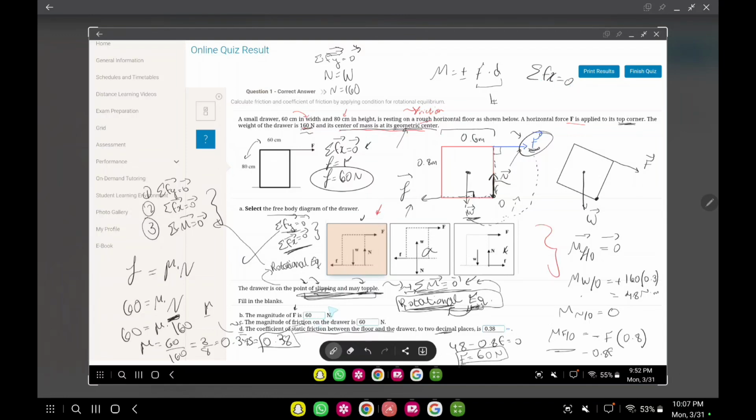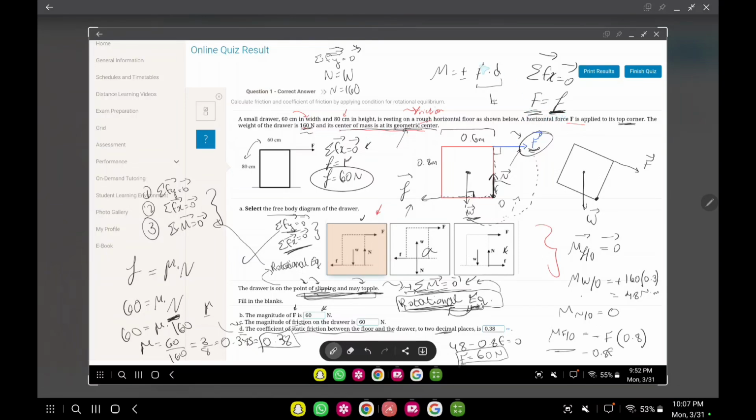Like I'm saying, for example, for part B, let's say you didn't know what to use. Sigma fx equals 0, you're going to get F is equal to the friction. Do you even know what the friction is? F is equal to F. Do you know what the friction is to find F?